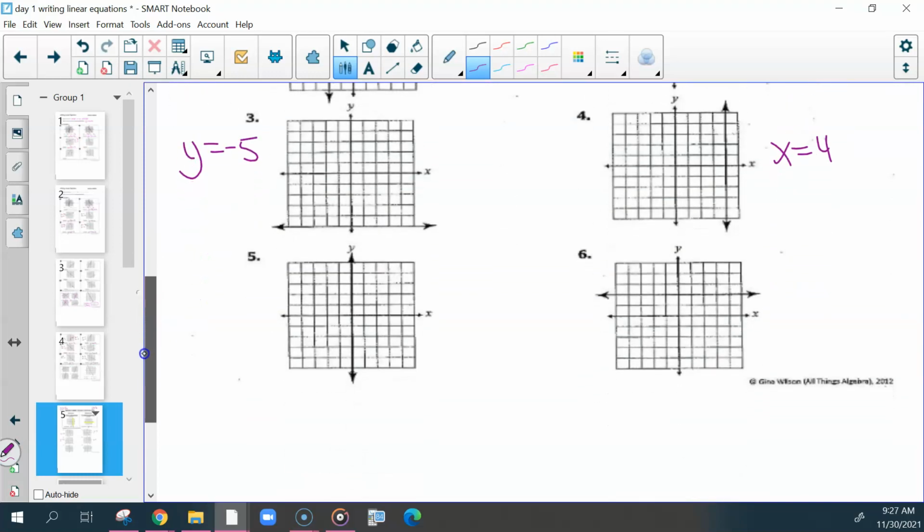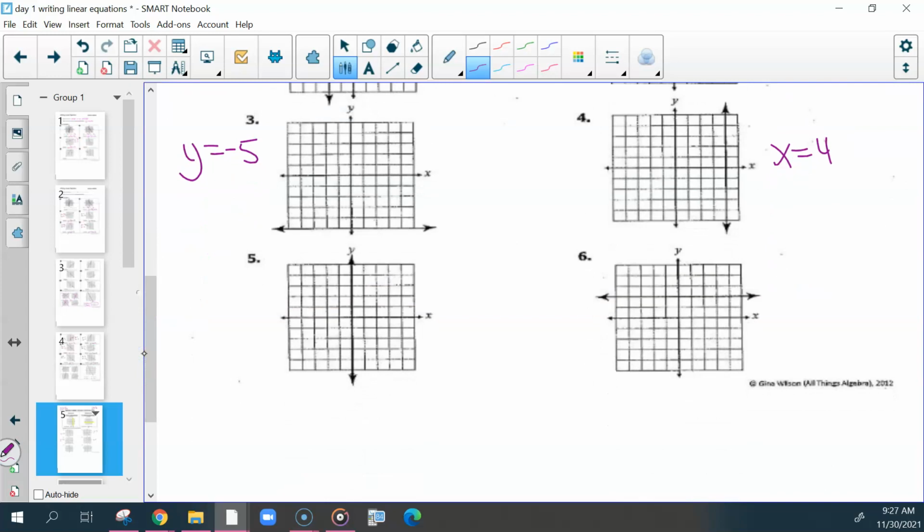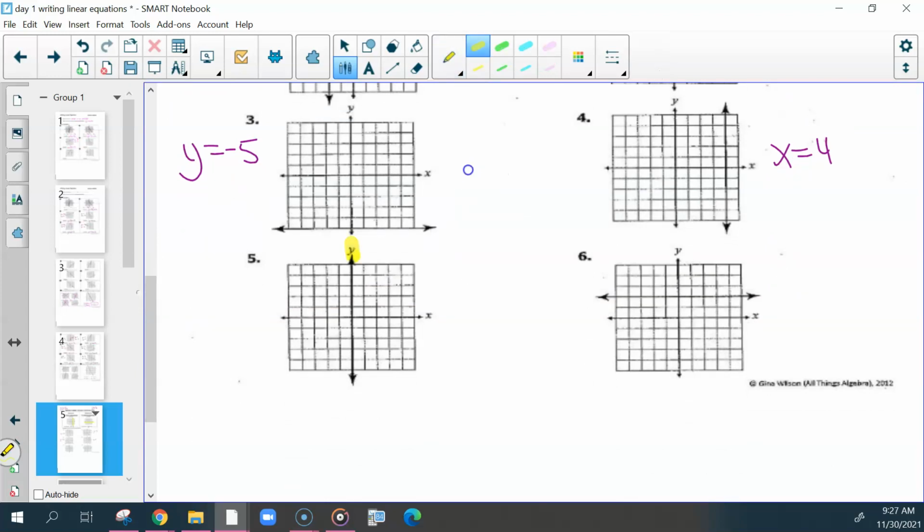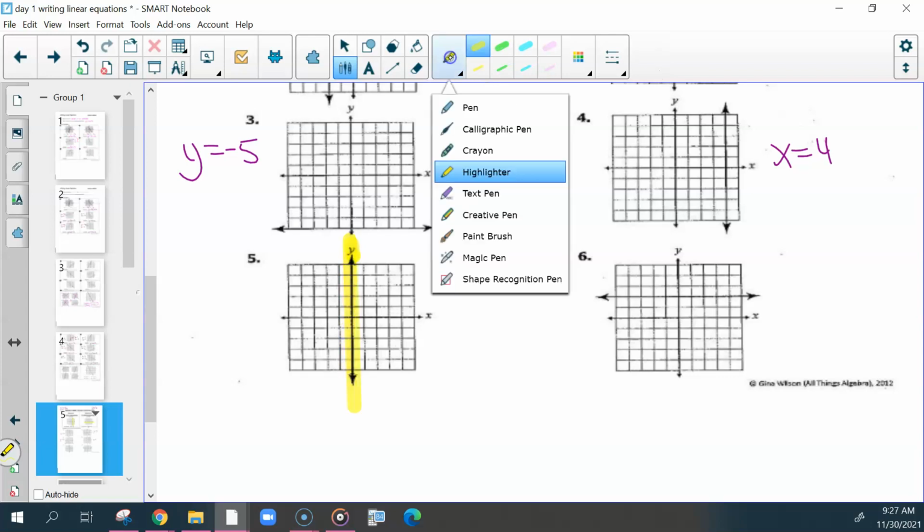Number 5. I couldn't see the line. It is x equals 0. The line is actually on top of this line right here.